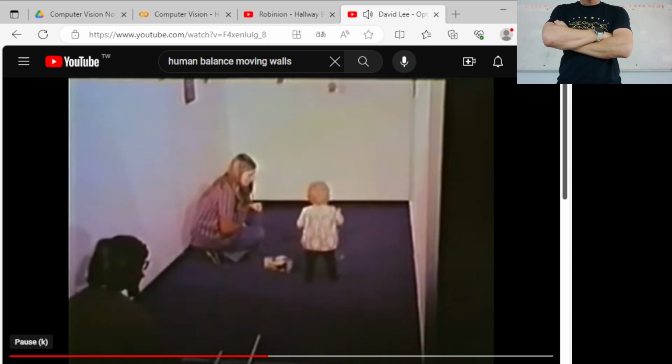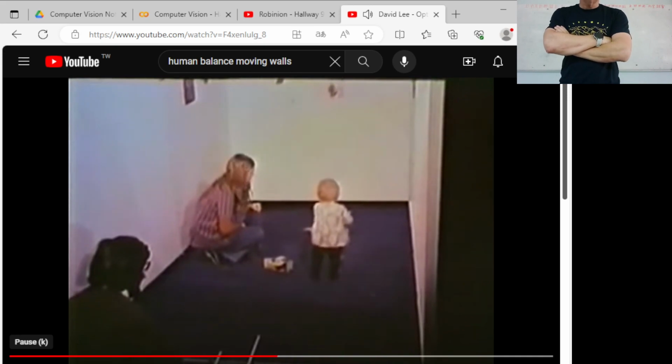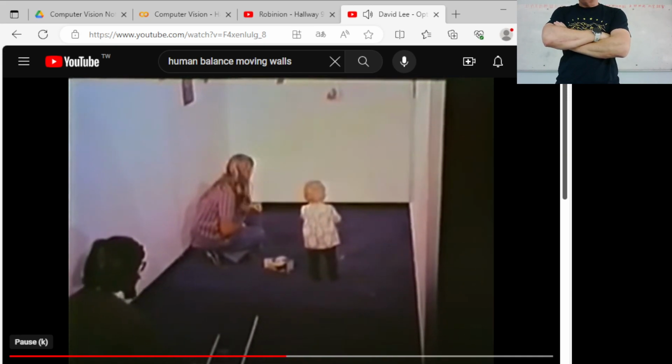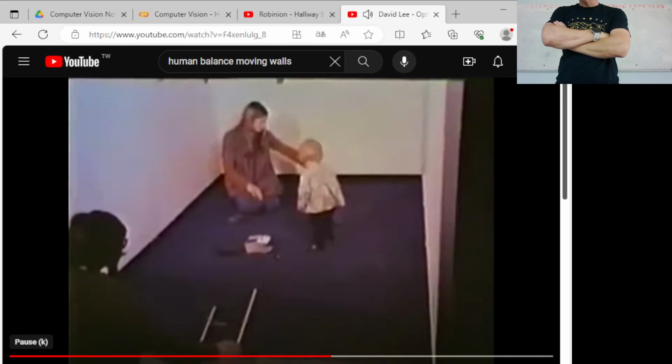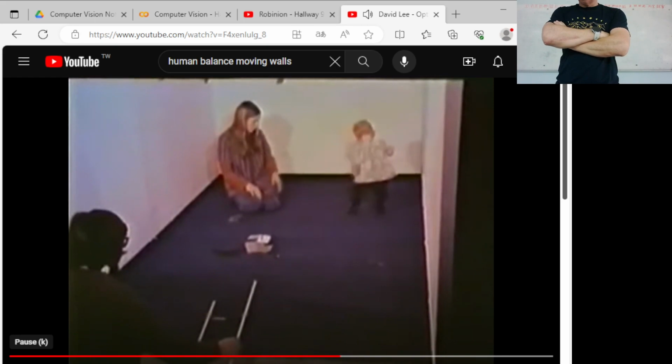So now the kid stumbles when the walls start moving, even though the kid itself is sitting still. It seems that for the baby, the infant learning to maintain balance, visual information is far more potent than mechanical information. So actually, visual information is extremely important for beginning walkers.